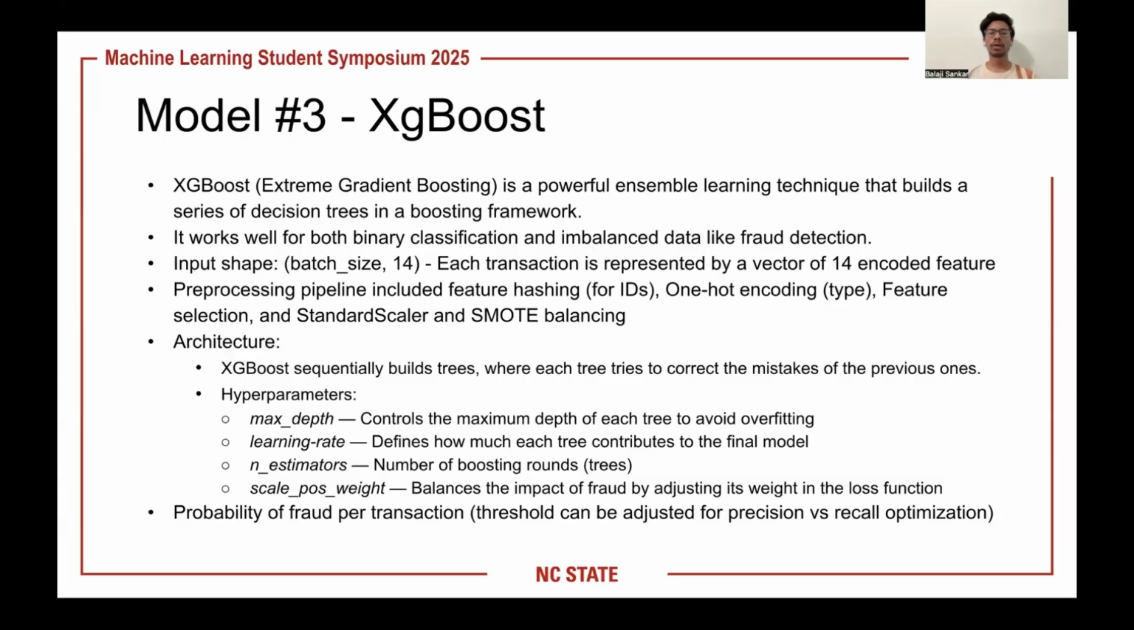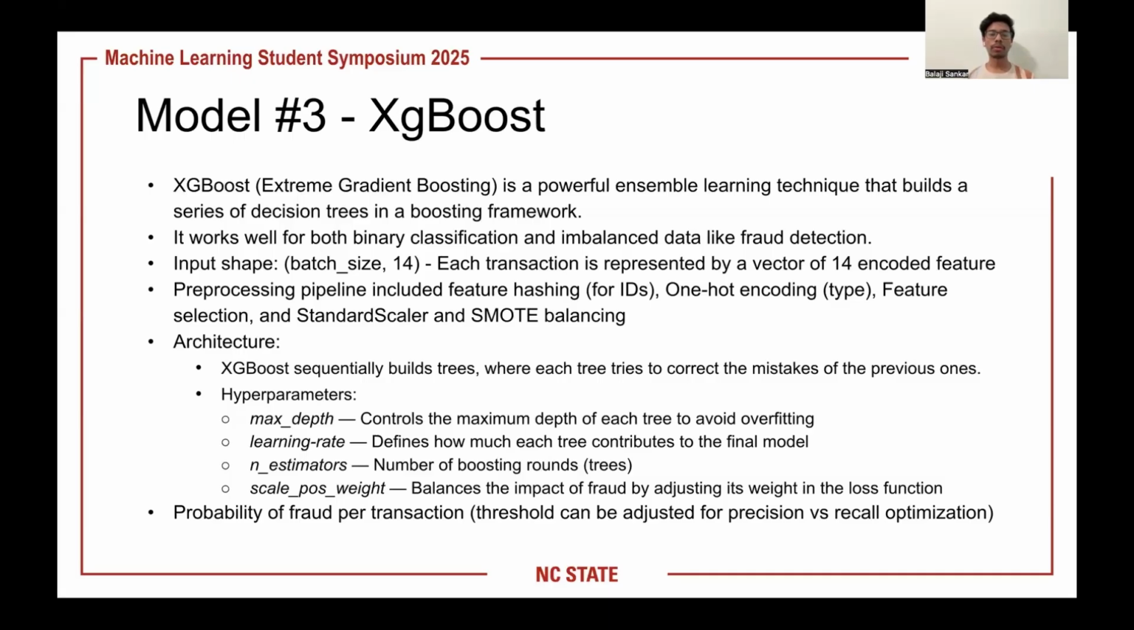Moving on to the third model, we chose XGBoost. It is an ensemble technique that builds decision trees sequentially, with each tree learning to correct errors made by the previous one. For this model, we used 14 features for each transaction. The pre-processing pipeline involved feature selection, feature hashing, one-hot encoding, standard scaling, and SMOTE for balancing the classes, and fine-tuning the hyperparameters like max depth to control the tree complexity, learning rate, n estimators, and scale positive weight to adjust the weight of fraudulent transactions in the loss function.